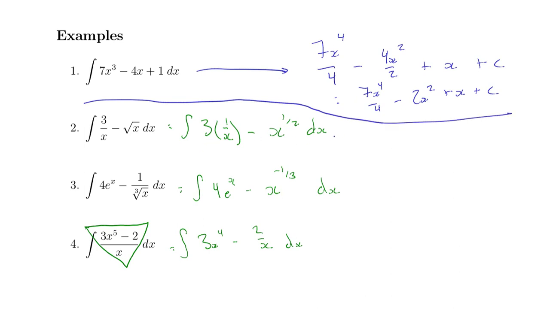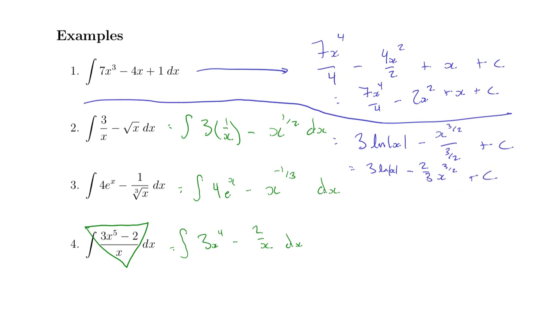For this one, you'll notice that we've got 3 times the natural log of x minus, now we're going to increase the exponent by 1. That's x to the 3 halves over that number, 3 halves plus c. Now, instead of dividing by this fraction, I'm going to multiply by the reciprocal. So I'll say 3 natural log of x minus 2/3 x to the 3 halves plus c.